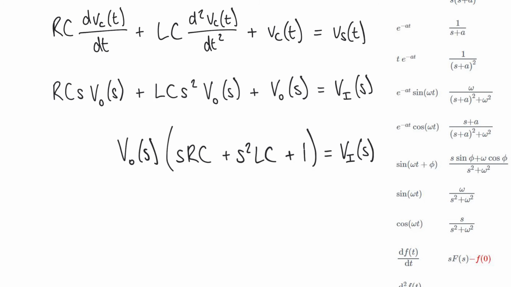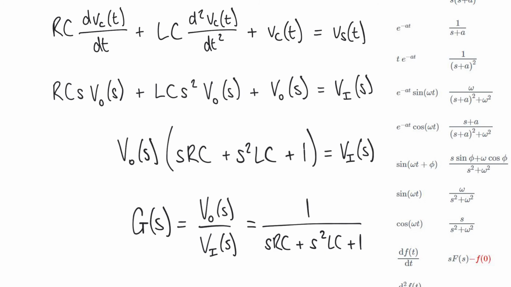And so finally, the transfer function, same as our previous examples, VO of s over Vi of s. Well, we can rearrange this equation here and we get something that looks like this. We get 1 over sRC plus s squared LC plus 1. That's all on the denominator there.